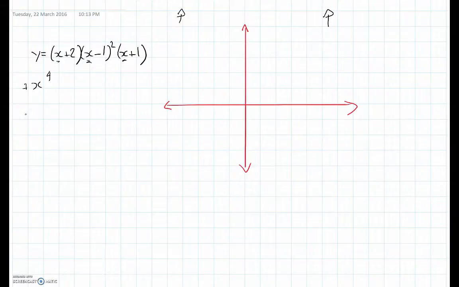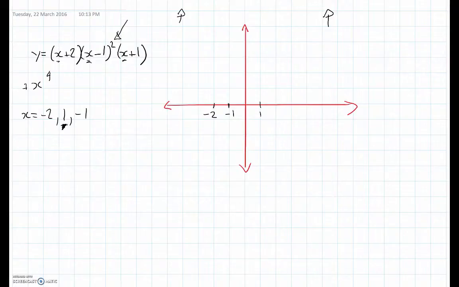The next thing that I note is that my roots are going to be at -2, 1, and -1. Now, you'll notice that this 1 here has a squared on it. That means that it's going to act like a parabola at 1. So if I sketch out where -2, 1, and -1 are, when I get to 1, it's going to act like a parabola. It's going to bounce off.